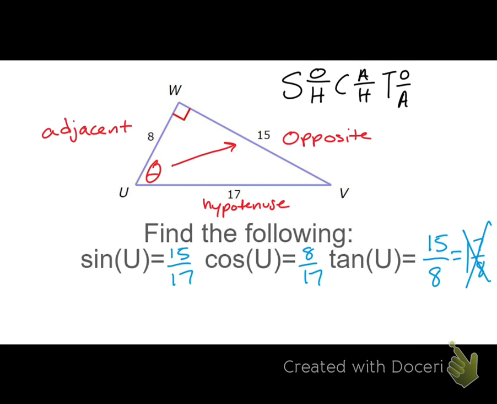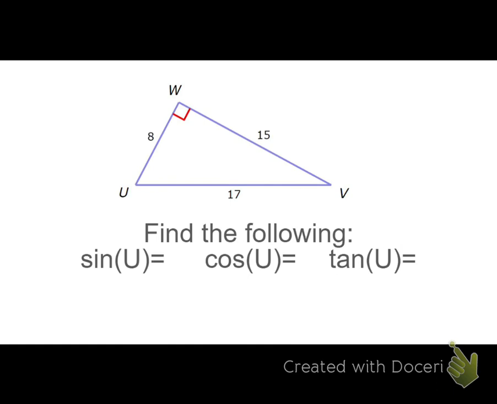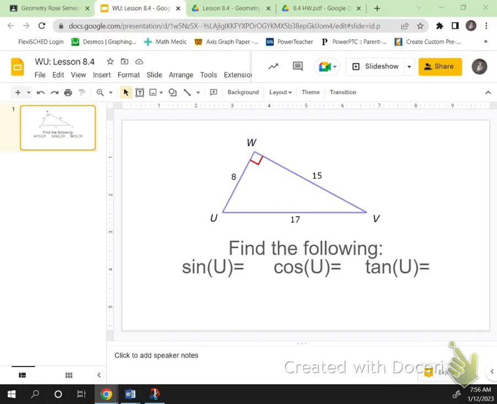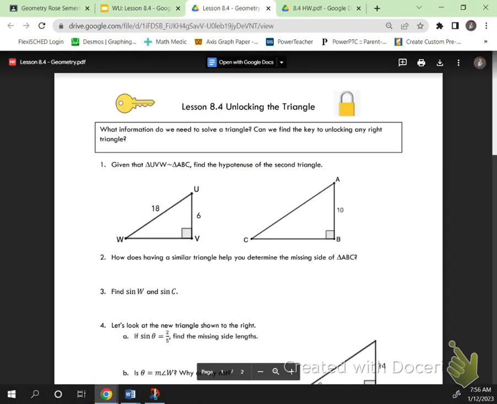All right. This was just to get us ready for lesson 8.4. Today we're looking at 8.4. And we've been talking about the ratios or the fractions of the sides. Now we're going to throw in the angle part. And we all will need a calculator today. So let's go to our lesson where it says unlocking the triangle. That's where we're starting today.